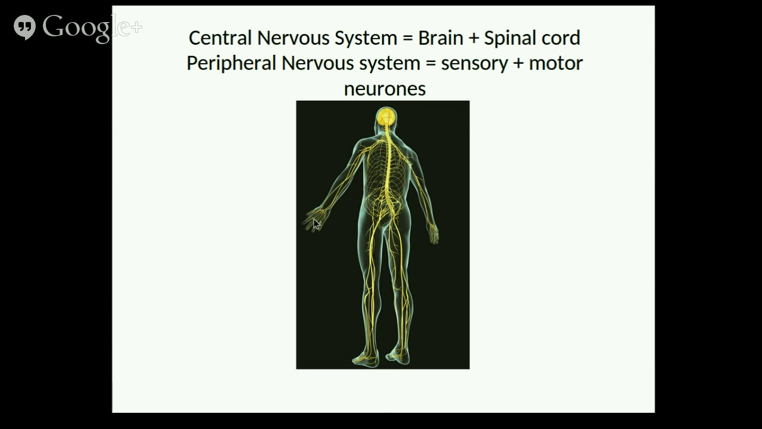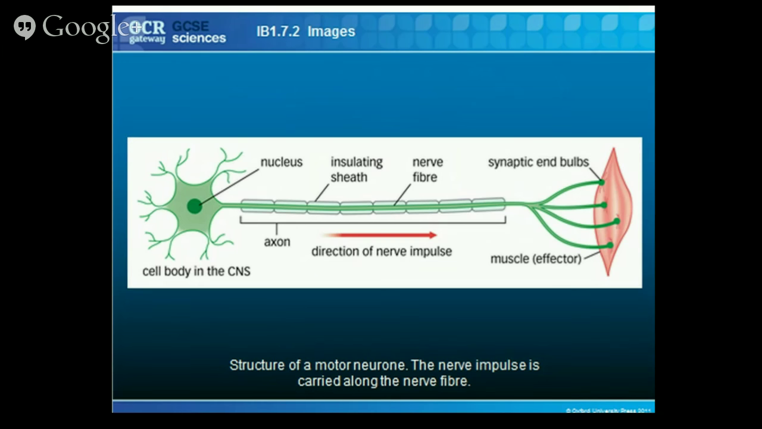So sensory neuron picks it up, takes it to the central nervous system. The central nervous system sorts out a reaction, sends the message back down the motor neuron to your effectors, which are your muscles, and then you get a response. So anything, the bee landing on your hand, the sound going in your ear, the light going in your eyes, they are all the stimulus. And what you actually do about it is your response.